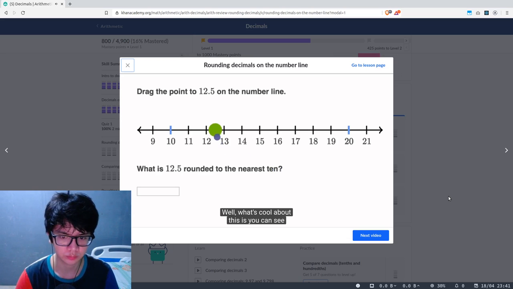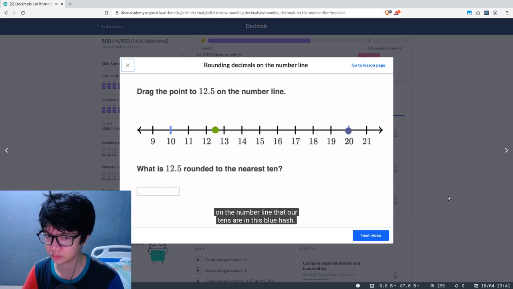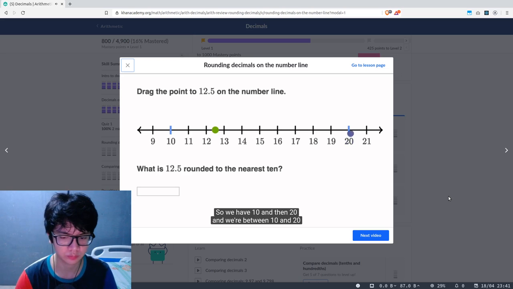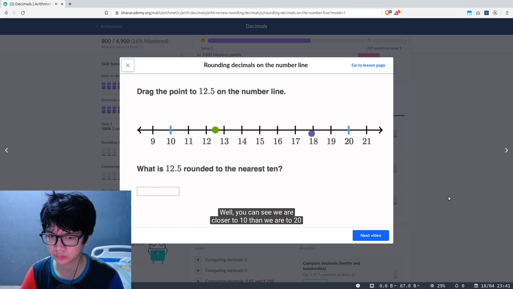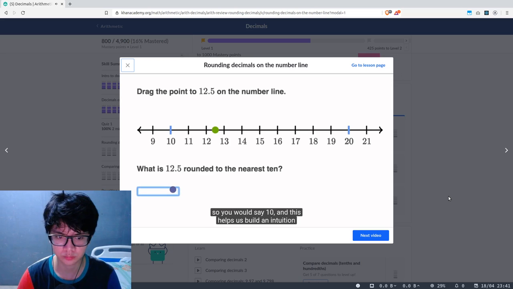Well, what's cool about this is you can see on the number line that our tens are in this blue hash. So we have 10 and then 20, and we're between 10 and 20. And which one are we closest to? Which is literally the nearest 10? Well, you can see we're closer to 10 than we are to 20. So you would say 10.